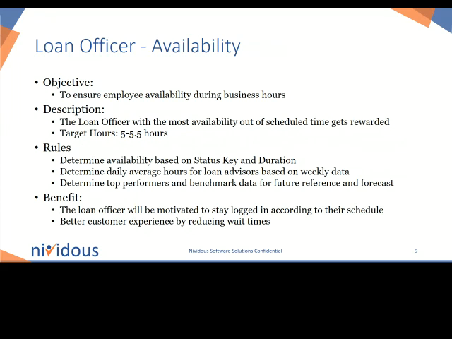So for example, for the first run, if we are targeting 5 to 5.5 hours, and then we identify that our top performers are performing around 6 hours or 7 hours on average, or maybe 3 hours or 4 hours, we need to set our targets accordingly based on this benchmark.